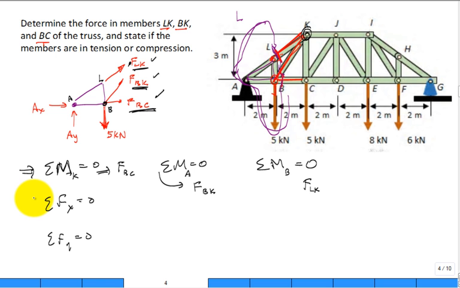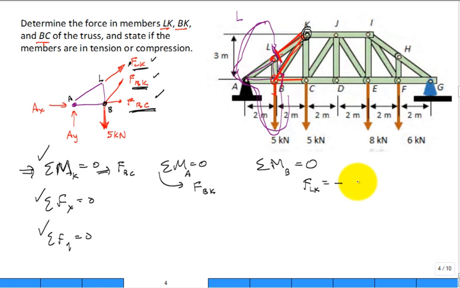You can. But once you pick out one of those forces using one of these equations, most students would just use this once, then go here and here and be done with it. All right? Hopefully that all makes sense. I encourage you to practice. Let me give you some numbers.